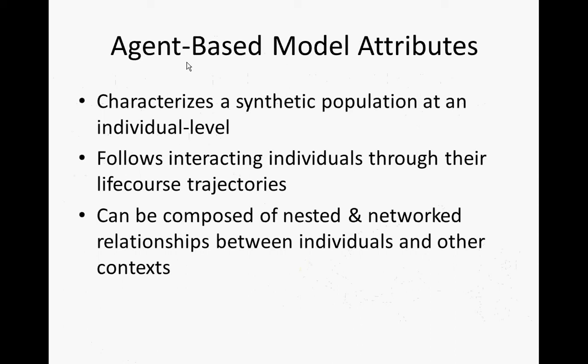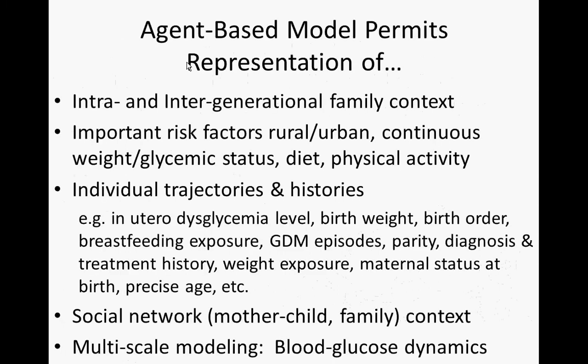We're following individuals through their life course, and we can represent nested and networked relationships between people, such as within a family. Such an agent-based model permits rich representation of factors like intra- and intergenerational family context, and important risk factors such as rural-urban distinctions, an individual's current weight or glycemic status, diet and physical activity level. It can capture individual trajectories and histories over time in a way that might be targeted by intervention or used to match up historic data. And it can allow us to further capture, in the direction we're going, blood glucose dynamics.